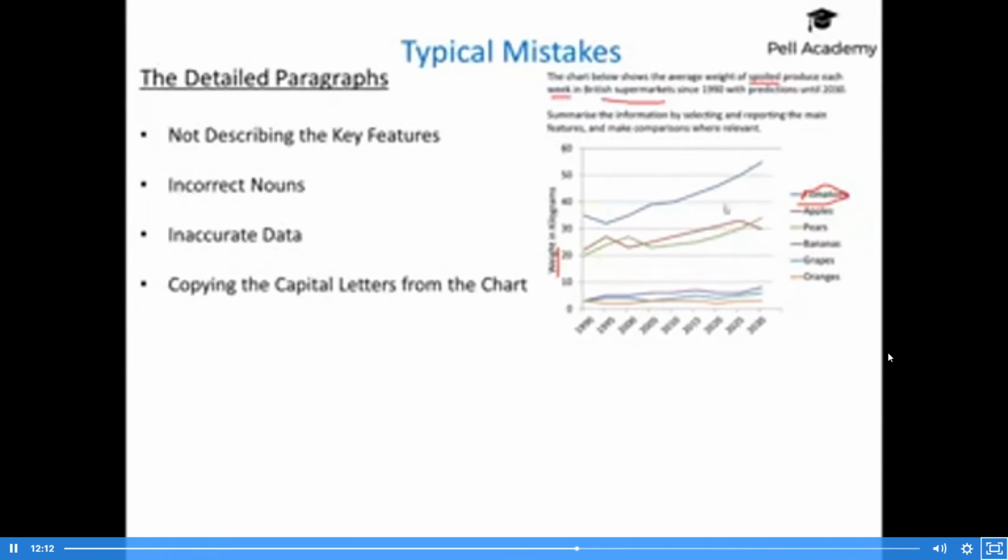Copying the capital letters from the chart. So here we see tomatoes, apples, pears, all starting with capital T, capital A, capital P. This is always the way the categories will be written in the exam, but you're not copying the capital letters. This is not how we write, so just use the normal conventions of punctuation in your essay.